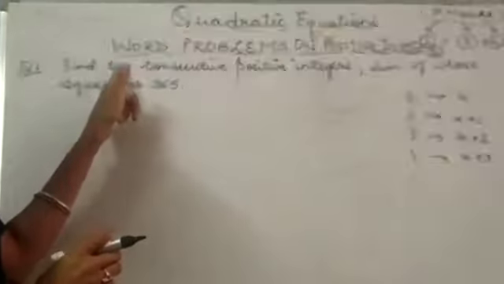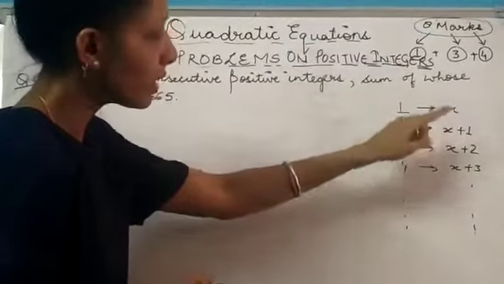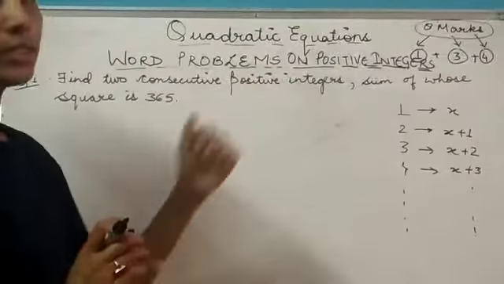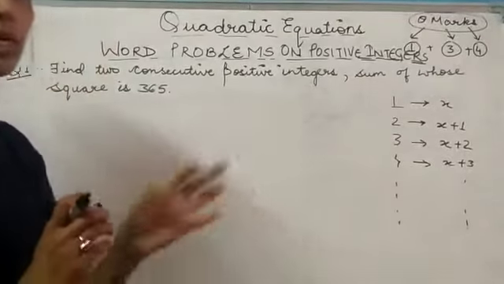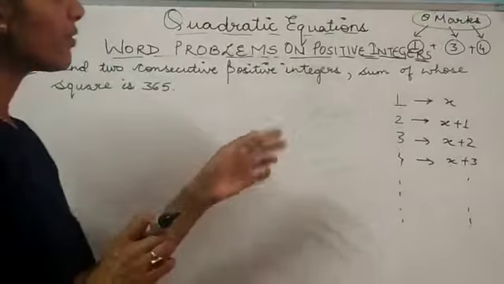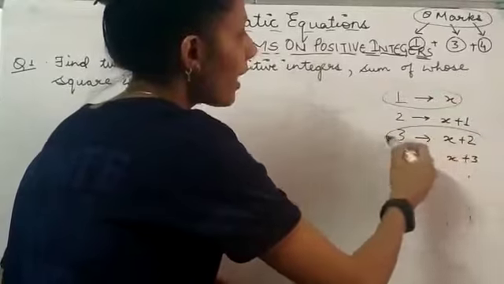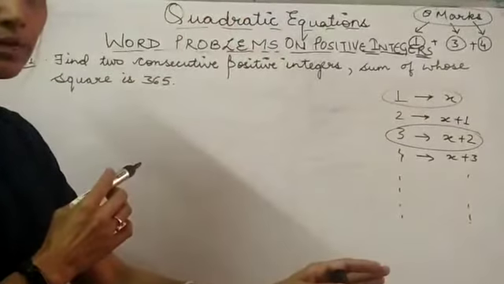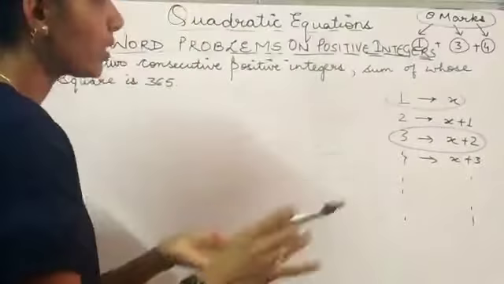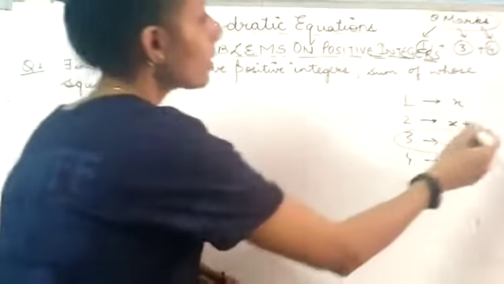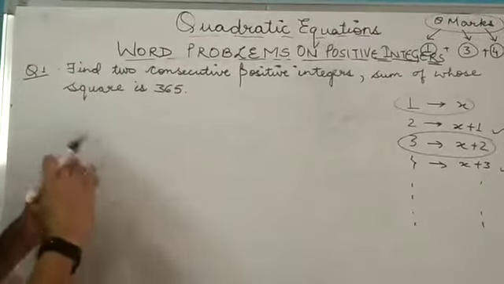Now in the question, two consecutive positive integers are asked. Consecutive means continuous, so you can take any two consecutive positive integers. If odd integers are asked, then you take x and x plus 2, x plus 4 and so on. If even integers are asked, then you take x plus 1, x plus 3, x plus 5 and so on. So let's see here.